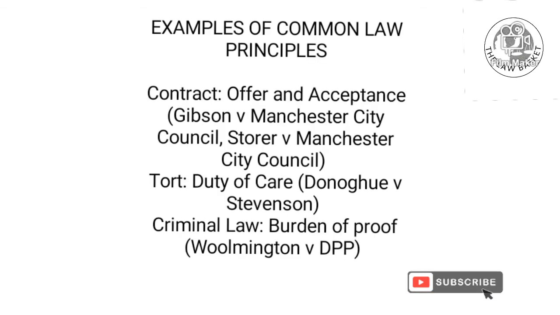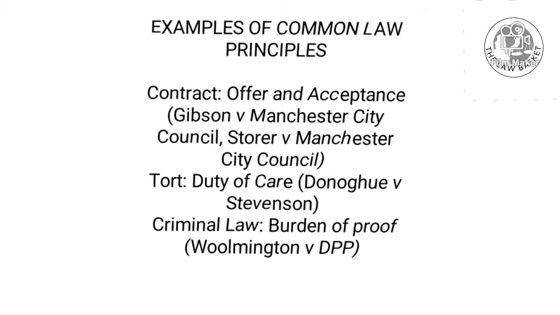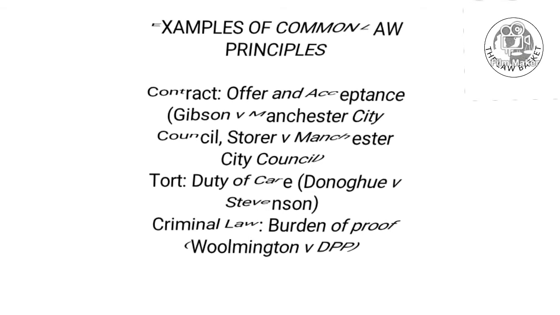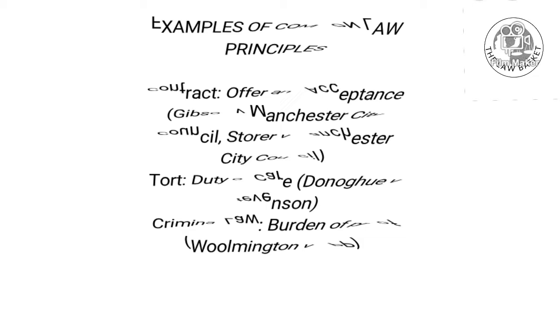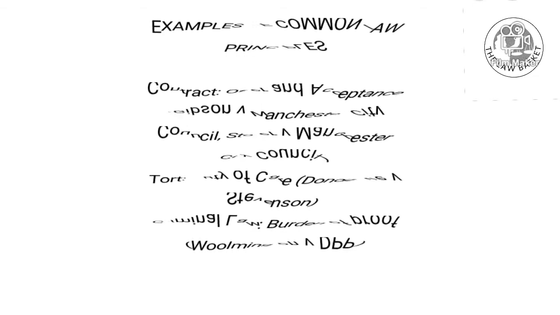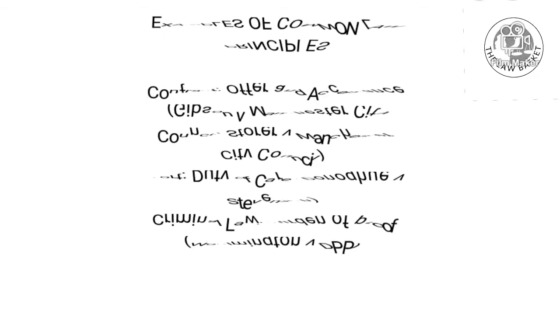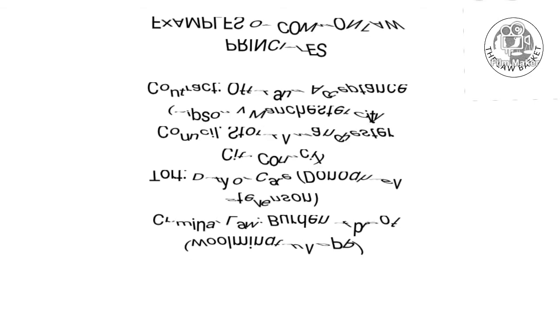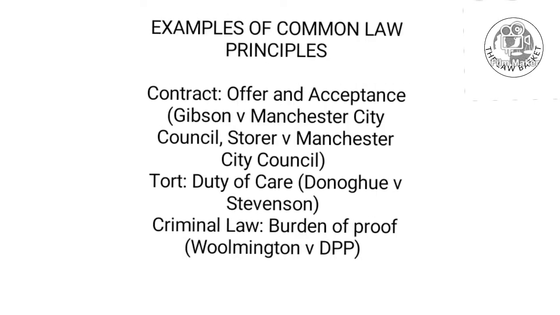Now, there are examples of common law principles. For instance, in the area of contract, an example is offer and acceptance, and a case that is very pivotal on this principle of offer and acceptance is Gibson against Manchester City Council, and another is Storer against Manchester City Council. In the area of tort, the duty of care principle was very pivotal in the case of Donoghue against Stevenson, and in criminal law, the burden of proof principle was very pivotal also in the case of Woolmington against DPP.